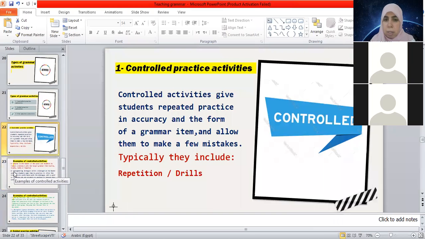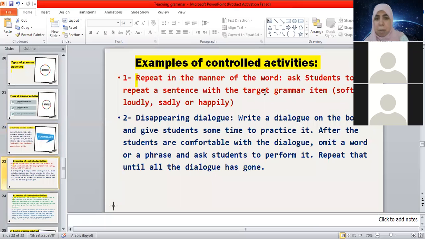We have 4 examples of controlled practice activities. Number 1, repeat in the manner of the word. The teacher asks students to repeat sentences. These sentences have the target structure. They can repeat the sentences in different ways: happily, sadly, quickly, slowly, softly, loudly. Okay, so in different ways, the students repeat the sentences that have the target language or the target grammar structure.